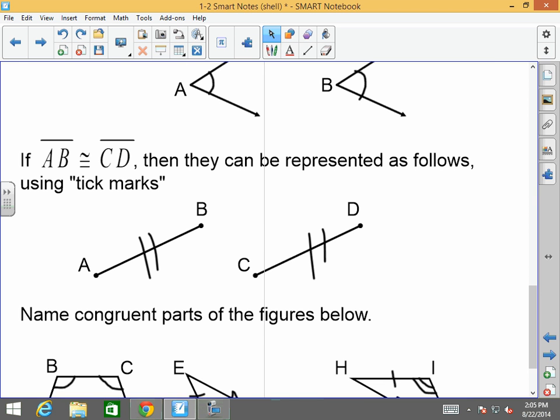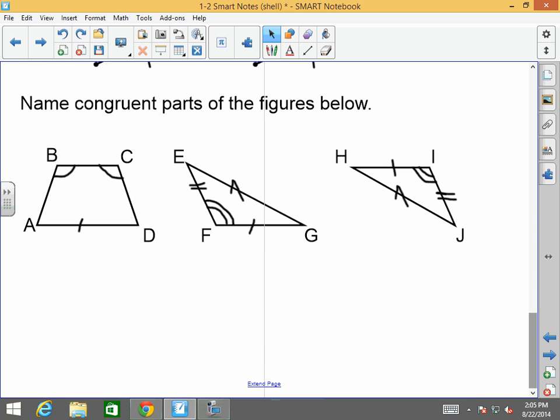Now, with that in mind, talk to me. Name some congruent parts of the figures below. Okay? So as you see them, you could just shout them out. What you got here, guys? What do we got? Yes, sir.